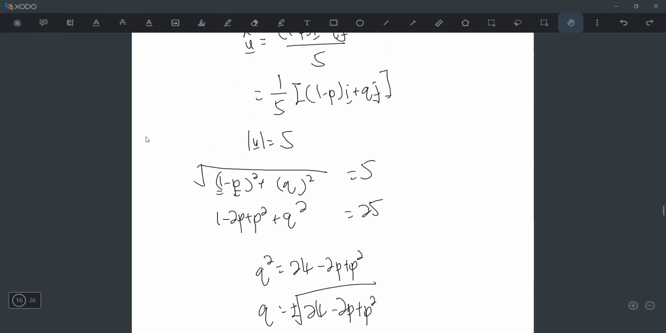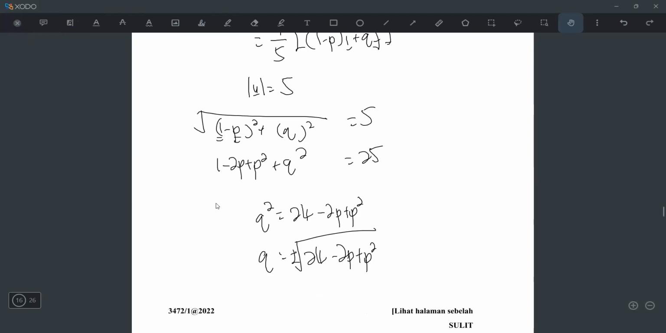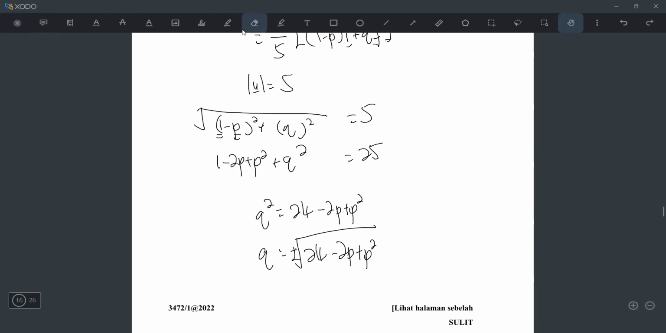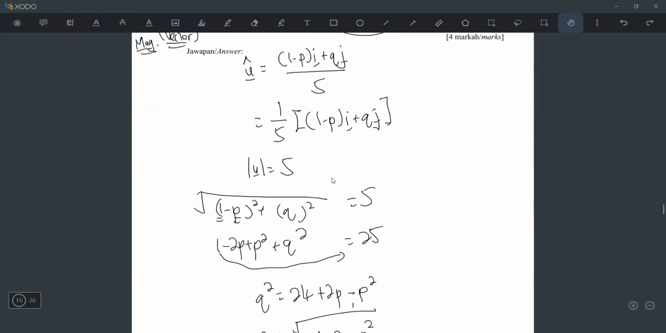Okay, wait. Did I do it correctly? 1 minus p square. Negative p times 2 is negative 2p, right? And then plus p square. Okay, I did something wrong here. Plus 1 becomes minus 1. So 25 minus 1 is 24. Minus 2p should become plus, right? And then the plus p square should become minus. Okay, so I made a careless mistake here. Minus p square. So the answer would be square root 24 plus 2p minus p square, right? So is this correct? Yes. Okay, this is the answer. All right, that's all right.